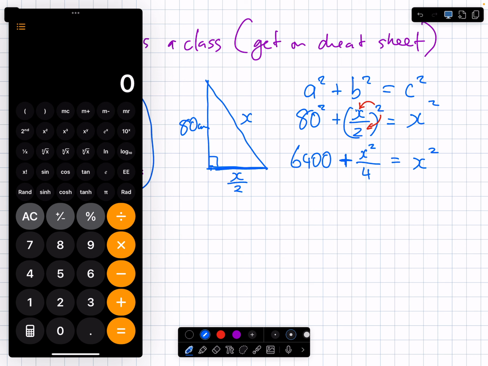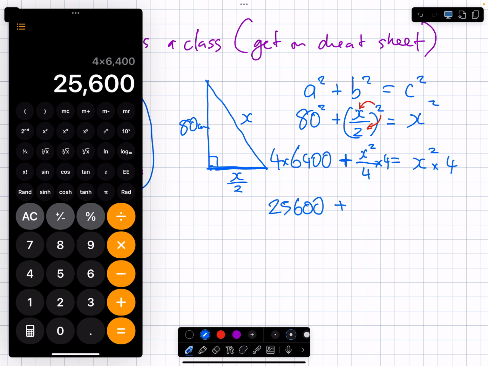Does anyone like fractions? What's that line with the 4 underneath it doing? I'm dividing by 4. What is the opposite of dividing something by 4? Multiply. So if I times everything by 4, it's going to get rid of that fraction. So 4 times 6,400 is going to be 25,600. You're going to have x squared left of the fraction. If I've got x squared and I times it by 4, how many x squareds will I have? 4x squared. See how it's even cleaner now?